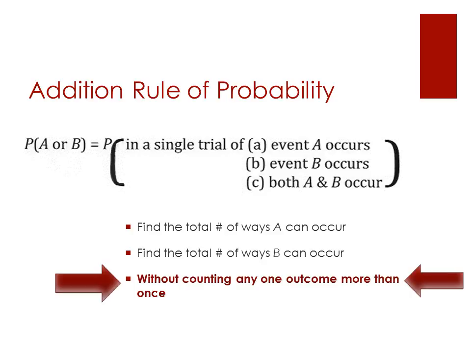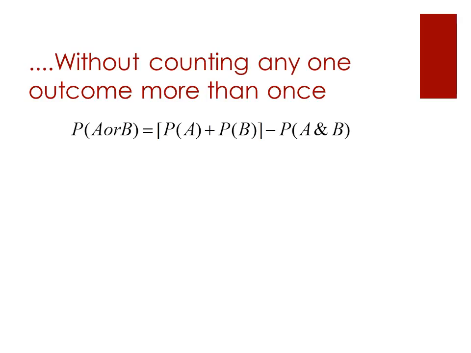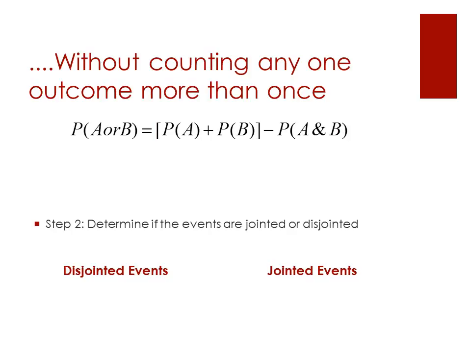In order to solve this problem, we need to find the total number of ways that A can occur and the total number of ways B can occur, but we need to do so without counting any one outcome more than once. And we're going to see that that can be difficult when looking at particular types of scenarios. When we're going through and looking at using this formula, the next step is we need to determine if the events are joint or disjoint.